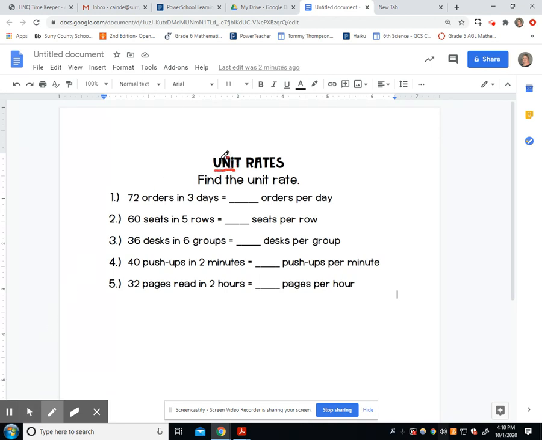This prefix "uni" in unit means one. Think about a unicycle. A unicycle has one wheel. Think about a unicorn. A unicorn is a mythological creature with one horn. Or think about a unibrow, one ginormous eyebrow. So hopefully you can remember now after those examples that "uni" means one. So a unit rate tells us how much one of something is.